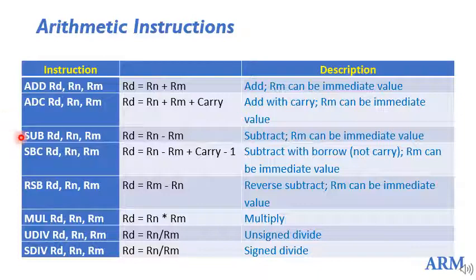Next is the subtract operation. The next three instructions correspond to the subtract operation. The conventional subtract mnemonic is SUB, with operands Rd, Rn, Rm. Here Rm, the second source operand, is subtracted from the first source operand Rn, and the difference will be stored in the destination operand. Here also Rm can be an immediate value.